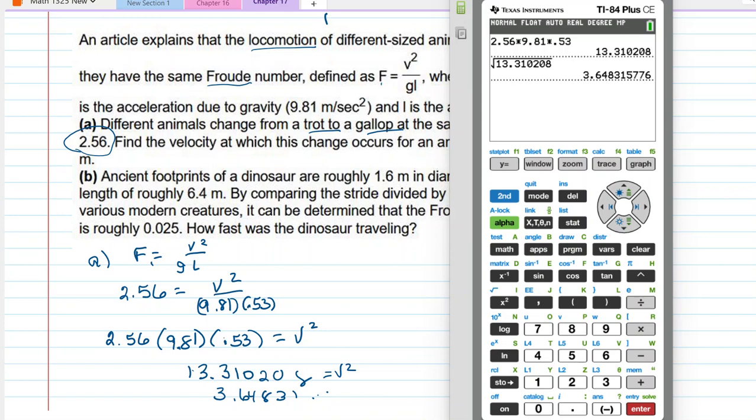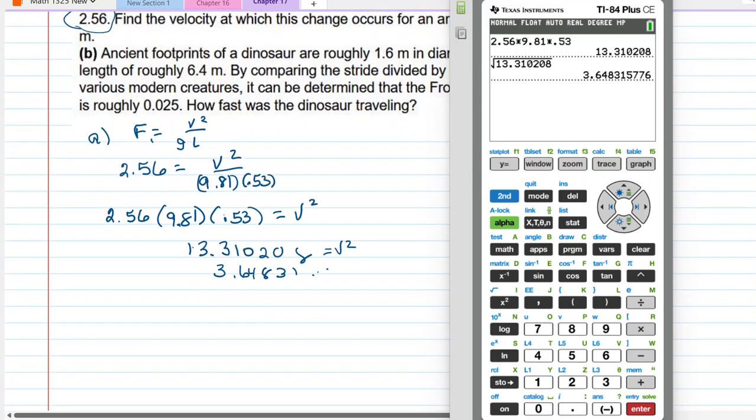So we can do that. I've got my notes on that one. And no, it's 1 decimal. Sorry about that. So we're talking 3.6 meters per second is our velocity.